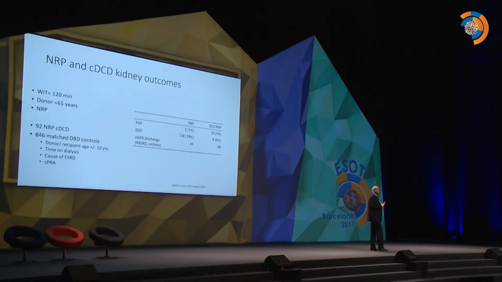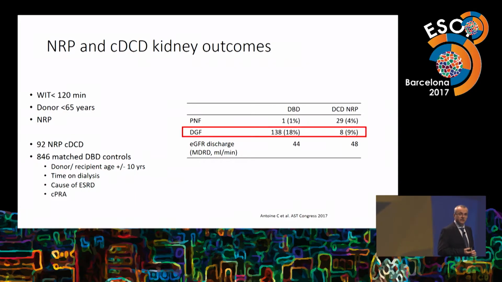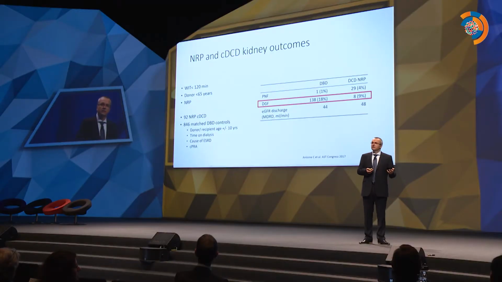In a more recent presentation from the French group, this time comparing the NRP kidneys with DBD, similar results were shown. A massive group of DBD comparison, but here is the finding, that DCD NRP has a much lower delayed graft function with a comparable GFR at the time of discharge.